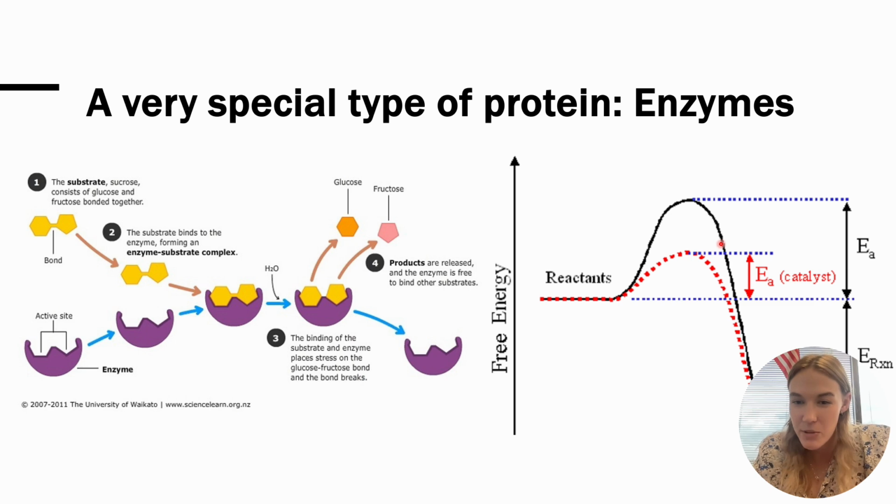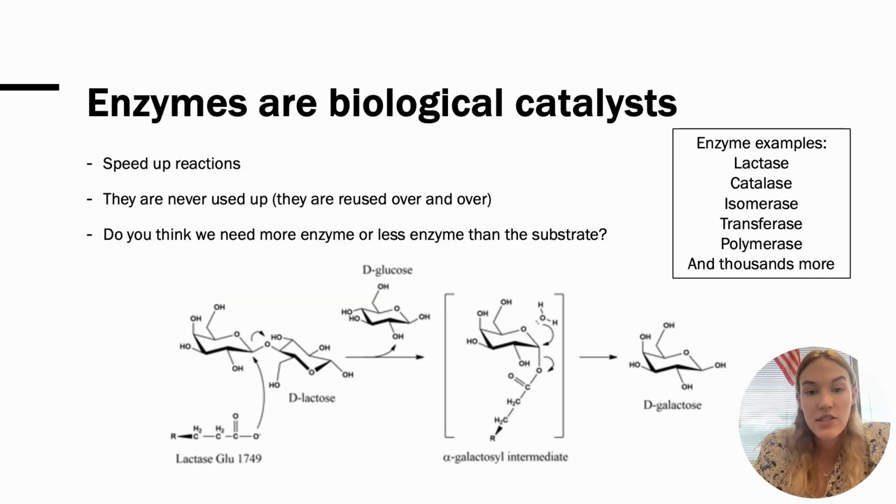They can't change the thermodynamics of a reaction, so the reactants and the products really have to look like this for the reaction to go without the input of energy. But what they can do is lower the activation energy, and that makes everything go by a lot faster. So these are what we call biological catalysts.